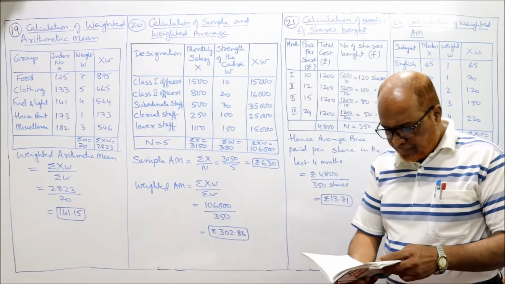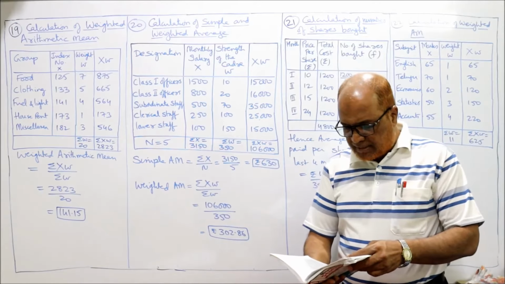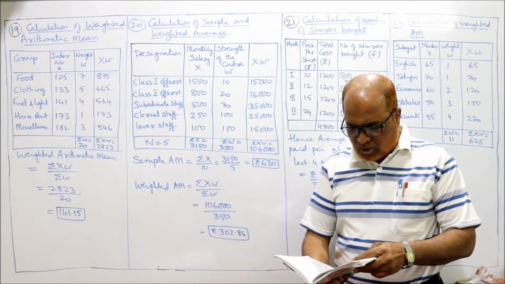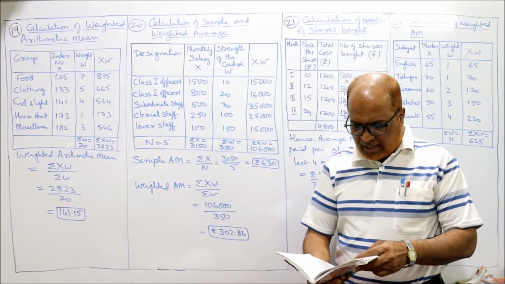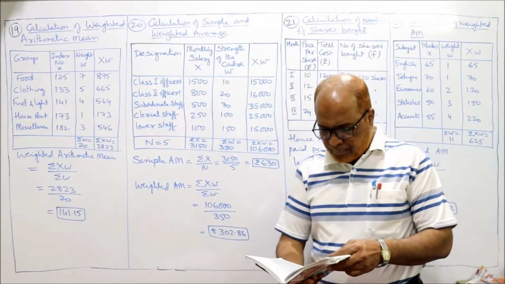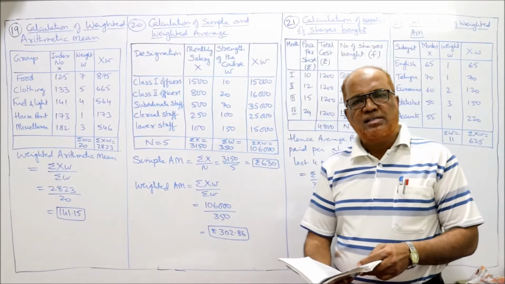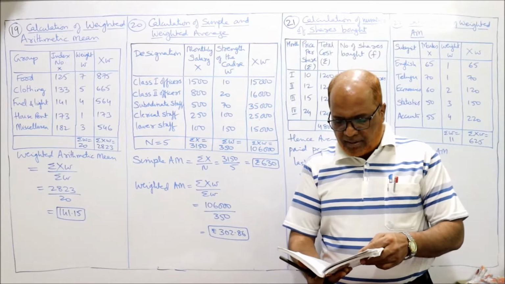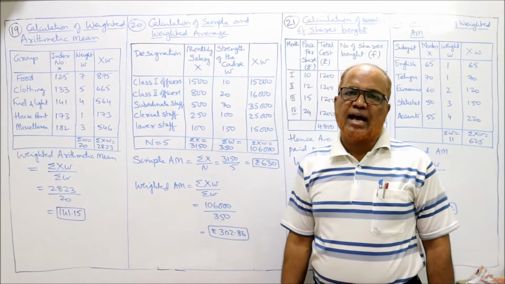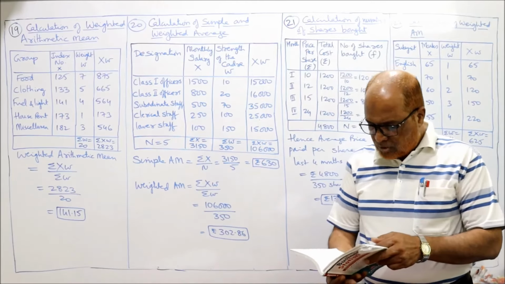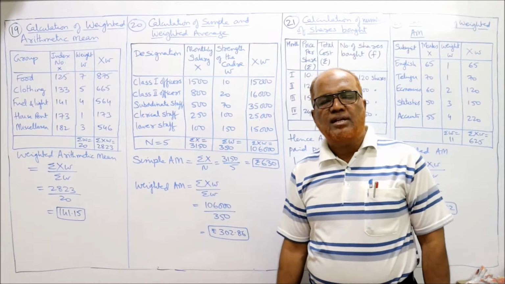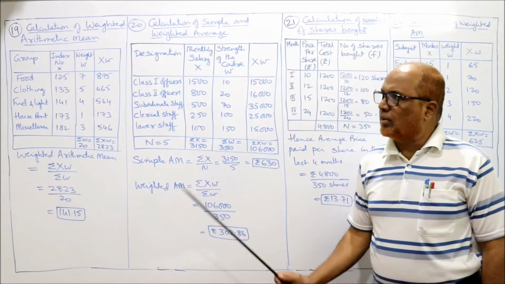Problem number 20. Calculate simple and weighted arithmetic averages from the following data: designation class 1 officers, class 2 officers, subordinate staff, clerical staff, lower staff. Just like the previous problem, we have 5 variables given. Monthly salary. जैसा previous problem में index number दिया था, here it is given monthly salary. Then strength of the cadre. The strength of the cadre, here we can take it as weights. So here 10, 20, 70 like that.